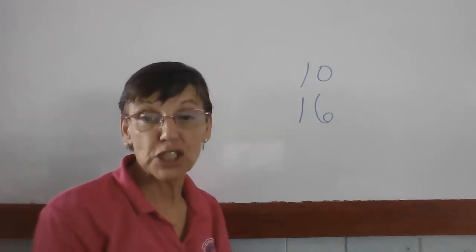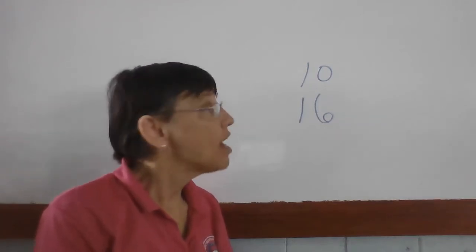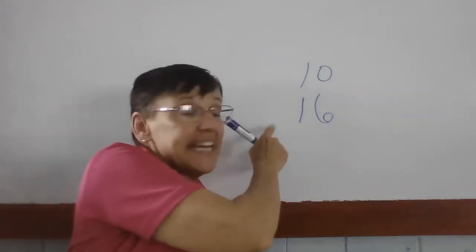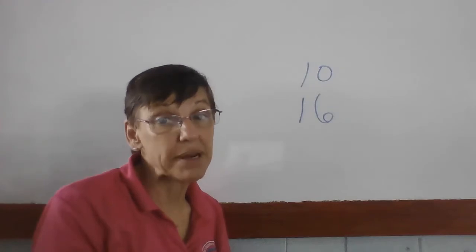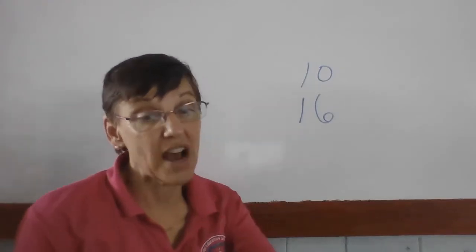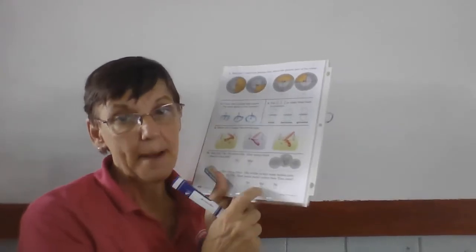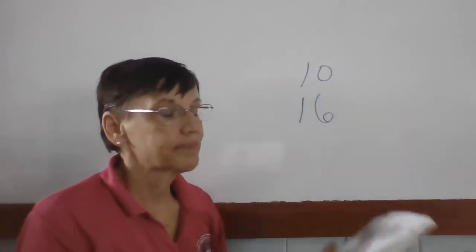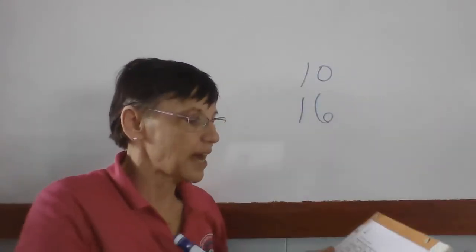Or you can say she wants to buy a fresco. The fresco is 16, but she only has 10. How many more lempiras does she need? How many more does she need? Find the answer. Put it below. Okay? Flip-flop on the other side.